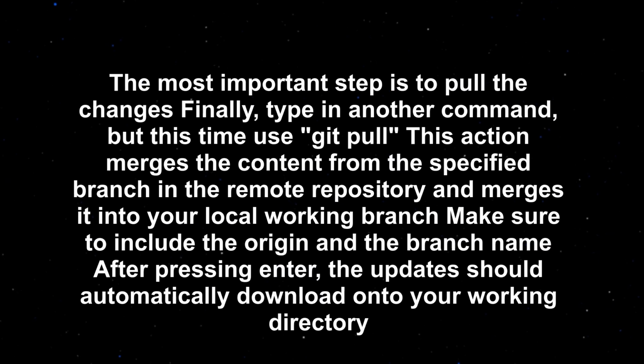The most important step is to pull the changes. Finally, type in another command, but this time use git pull. This action merges the content from the specified branch in the remote repository into your local working branch. Make sure to include the origin and the branch name. After pressing enter, the updates should automatically download onto your working directory.